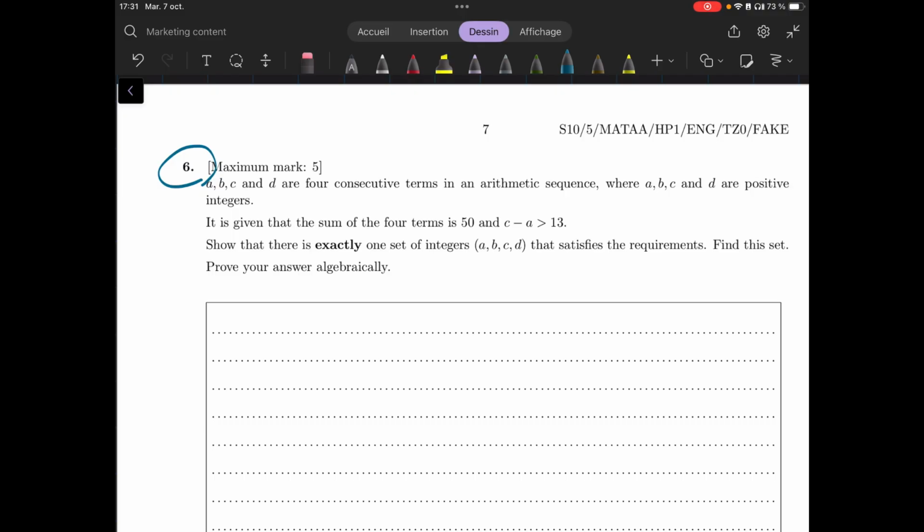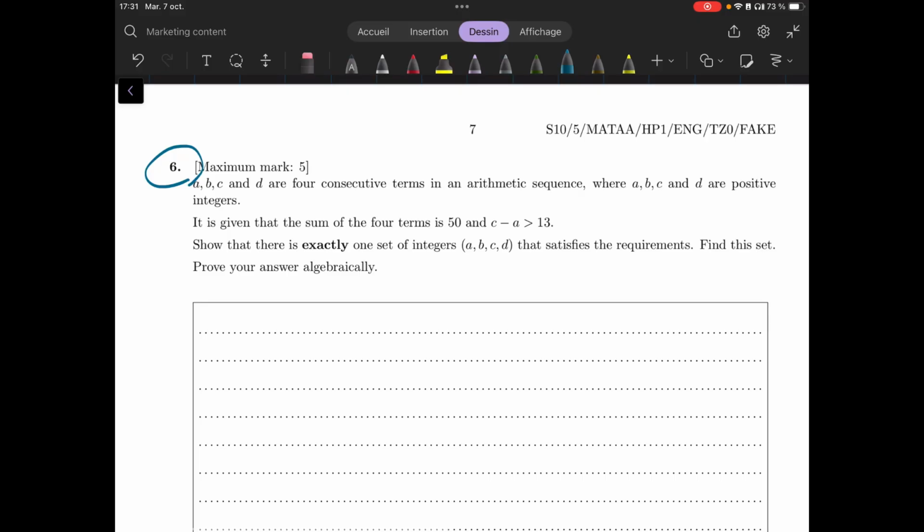This is question 6 of the N25 mock paper 1. We have 4 consecutive terms in an arithmetic sequence. You are given 2 pieces of information, and you are asked to prove that there is exactly one set of integers, and find this set.